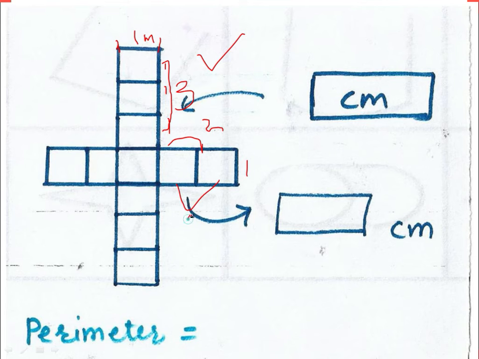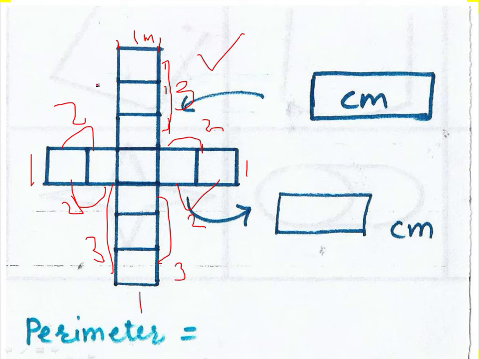Again this is 2 centimeter. Again this is 3 centimeter. Again this is 1 centimeter. Again this is 3 centimeter. Again this is 2 centimeter. This is 1 centimeter. This is 2 centimeter. This is 1, 2, 3 centimeter. So now we will count all the measurements.